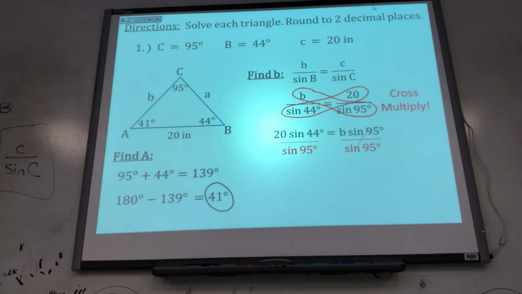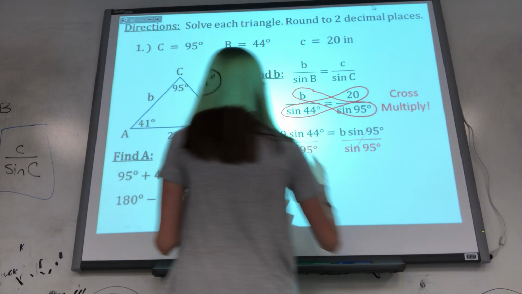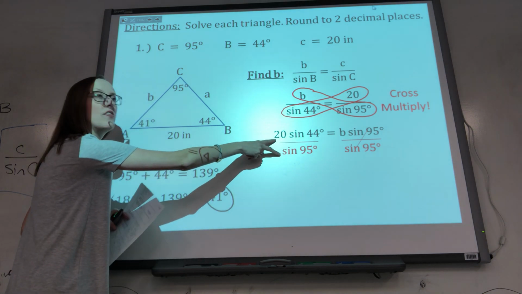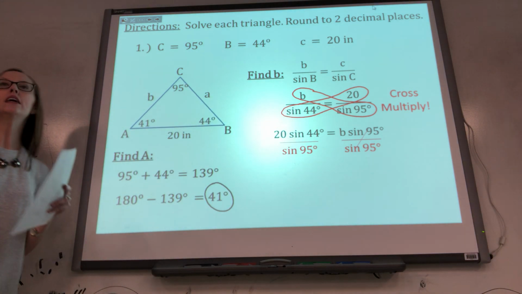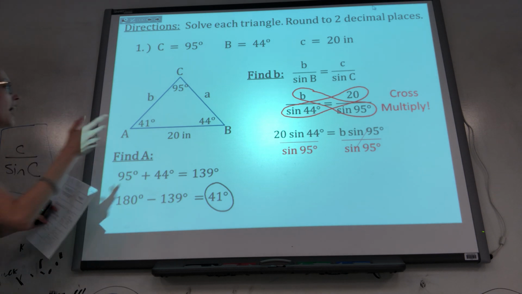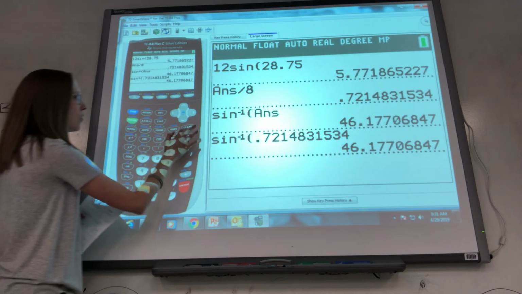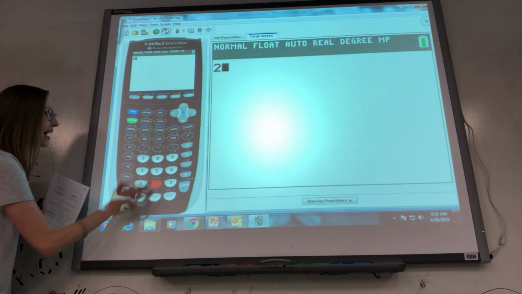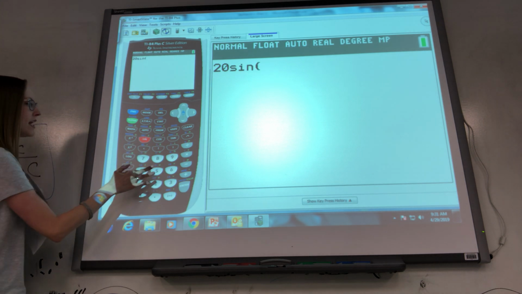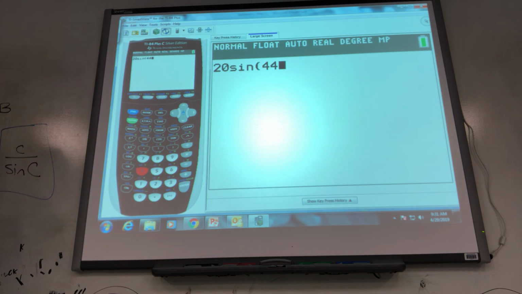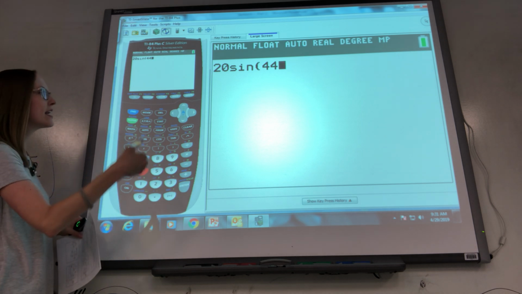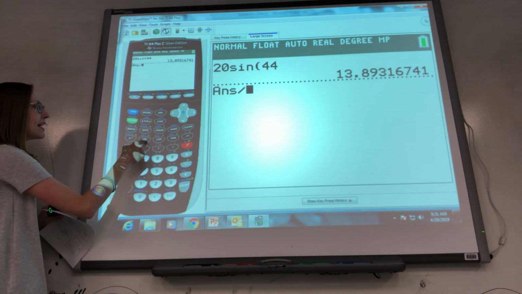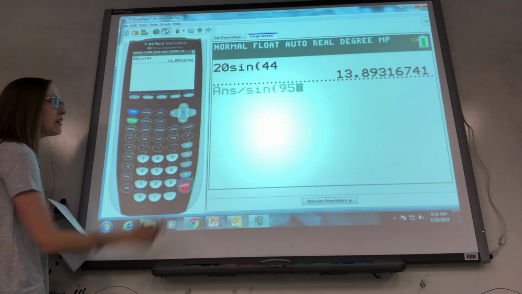Now, here's where I said bring a calculator today. This is going to be something that we type into our calculator right here. Now, I'm going to put mine on the smart board up here so you can see how you should type it in. Again, check your mode. We should be in degree mode. And here I go. I like to just type in the top part first. So just 20 sine of 44, hit enter, then hit divided by sine of 95.